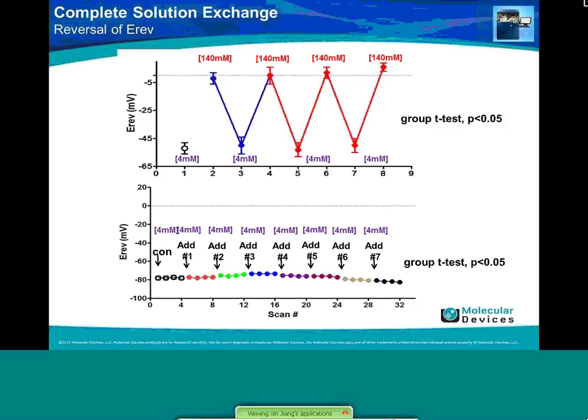The solution in this case is a potassium buffer. But in a real pharmacology assay, it could be a compound. So the indication from this study is you can accurately control the compound concentration or solution concentration in the patch plate models by doing a flow-through type of application.